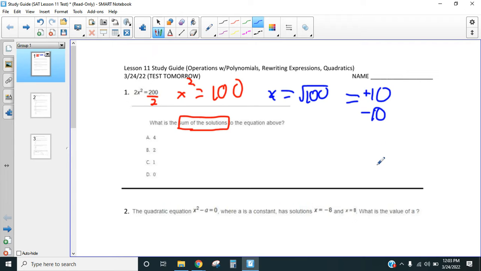There are 2 solutions to quadratic equations, typically. There can just be one, and there can even be 0. But in this case, we took the square root of a number. There's 2 answers. Then it says, what's the sum? Well, that means we have to add those up. Well, guess what? They're opposites of each other. It's 0. Okay? Questions on that one?